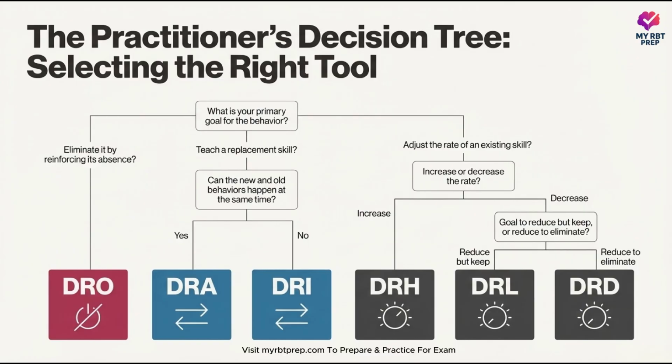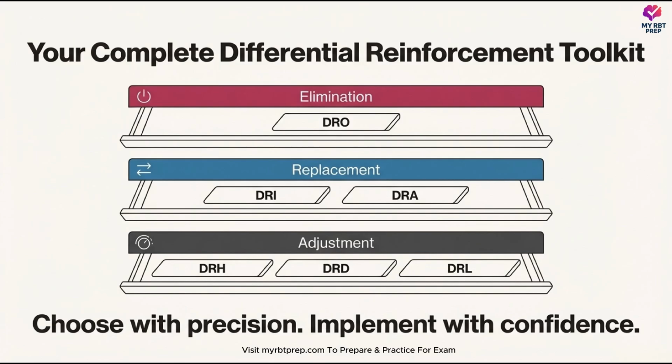Choosing the wrong schedule isn't just a technical error. It's the difference between frustrating a client and empowering them. Think of behavior intervention like precision engineering. You cannot just throw rewards at a problem and hope it sticks. You need the right tool for the specific job. This diagram perfectly organizes your operational strategy into 3 distinct drawers based on your ultimate goal.